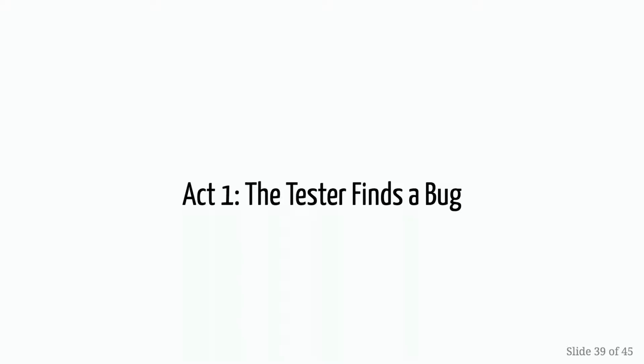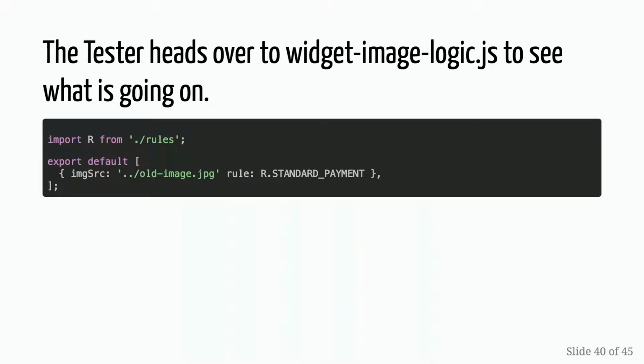What actually happened is way cooler, and I think it's Regent's fault. Hopefully you will too. So the tester heads over to widgetimagelogic.js to see what's going on. We just have a tables folder in our project, and inside it are all of these logic files. And there's a widget image logic. It was just named something. And he looked at this file, and this is sort of what that file looked like, pretty dumbed down.